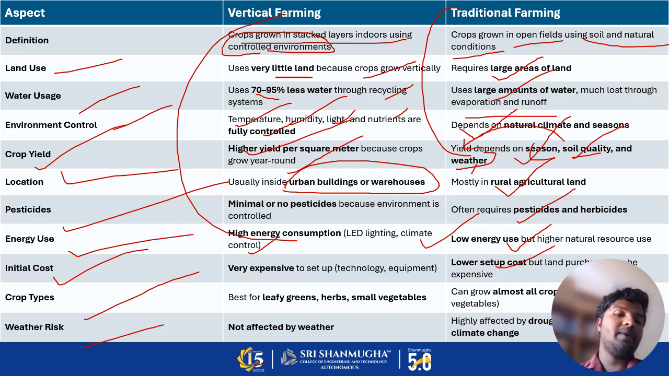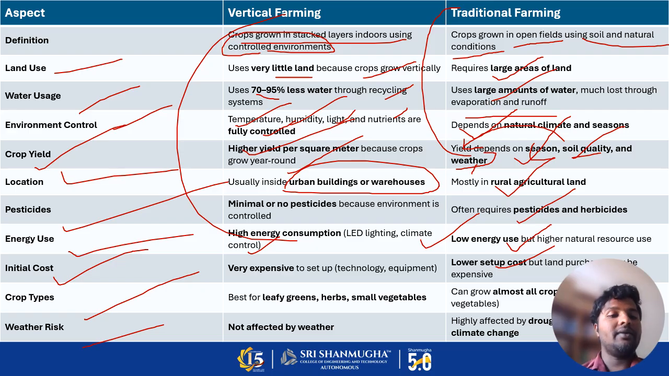Then in the aspect of crop types, vertical farming is best for limited crops like leafy greens, herbs and small vegetables. These are only suitable for vertical farming. Not all crops can be grown in vertical farming. Traditional farming can grow almost all types of crops, like vegetables and fruits. There is no restriction for the majority of crops.